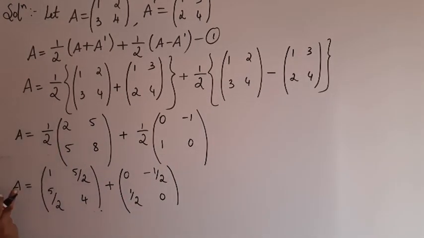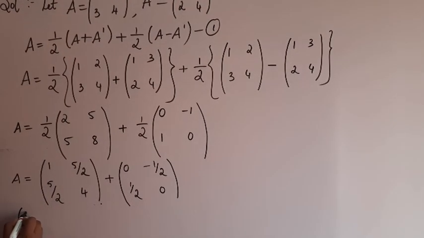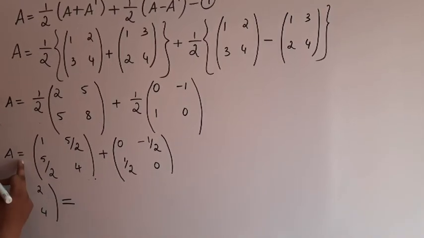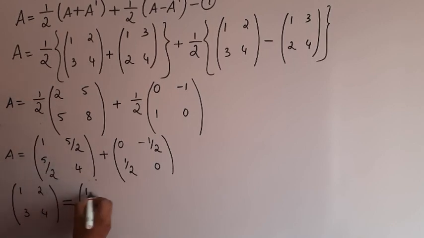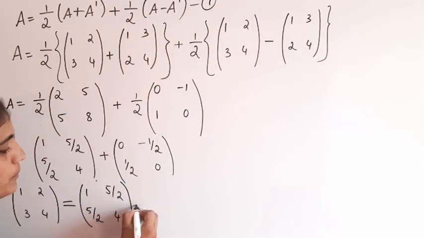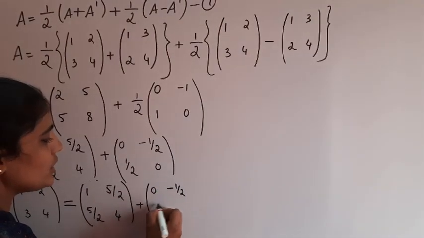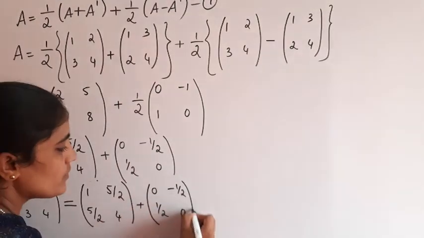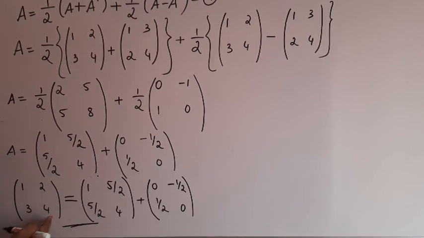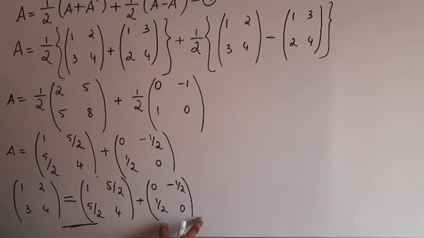Okay. So lastly, let us substitute what is the matrix A. Matrix A is the given matrix. So therefore, we get 1, 2, 3, 4, which is equal to the symmetric matrix 1, 5 by 2, 5 by 2, 4. Okay. Plus the skew symmetric matrix 0, minus 1 by 2, 1 by 2, 0. Is it clear? So this is the required expression, that is, the given matrix is expressed as the sum of symmetric and skew symmetric matrices.